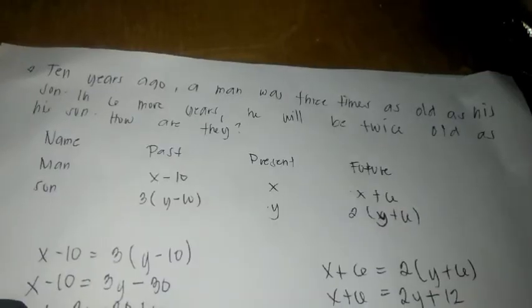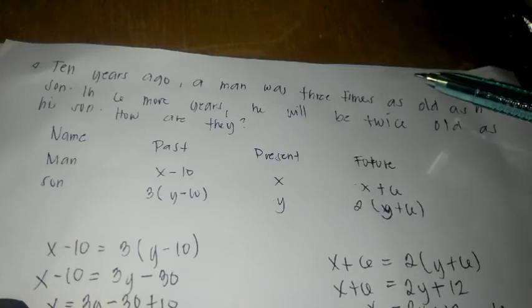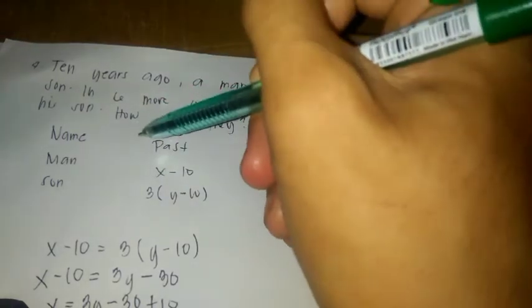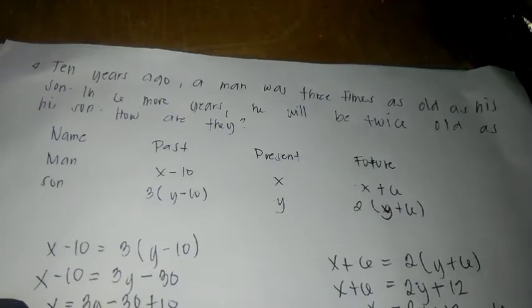In number 4, we have: 10 years ago, a man was 3 times as old as his son. In 6 more years, he will be twice as old as his son. How old are they? So we have here the table of the name, the past, present, and the future of a man and a son. And our equation for the past, we have x minus 10 for the man, and for the son, we have 3 quantity of y minus 10, and for the present, we have x for the man and y for the son, and for the future of a man, we have x plus 6 and 2 quantity of y plus 6 for the son.